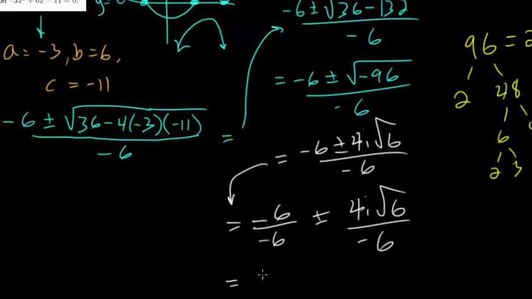Minus 6 over minus 6, that's just 1. And then this one becomes 4 over 6, which simplifies to 2/3. So you get 2i root 6, and we'll keep the minus 3 on the bottom.